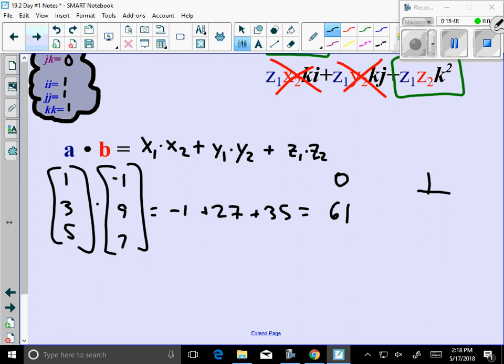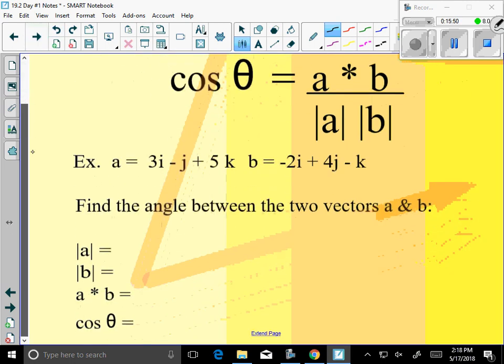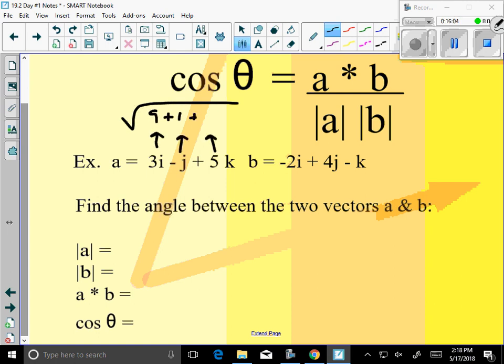So let's do a little bit of work on an example. All right, so here's A. Before I can find the angle between the vectors, I have to find A dot B, and I have to find the magnitude of A and the magnitude of B. Well, the magnitude of A, I'm going straight right here. I see 9 and 1 and 25. Magnitude of A is the square root of 35. What's the magnitude of B? Square root of 4 plus 16 plus 1. Square root of 21. Cool.